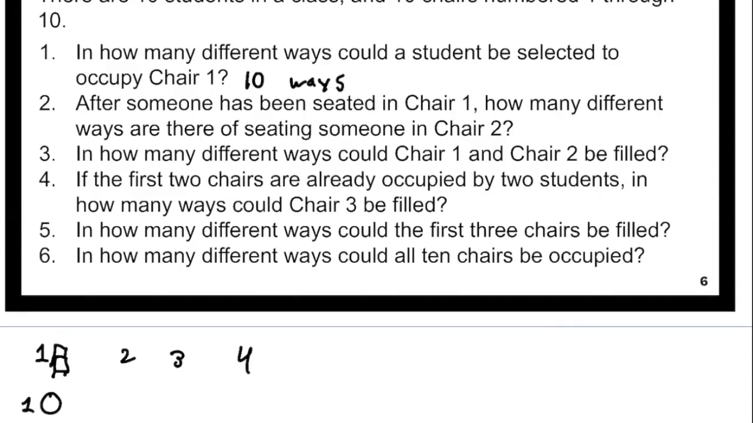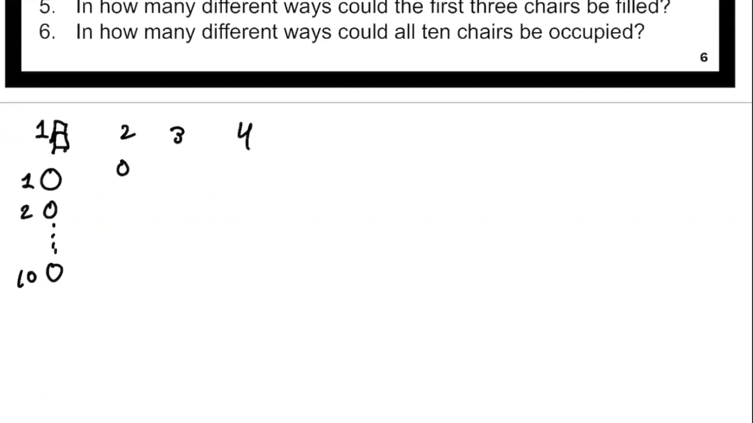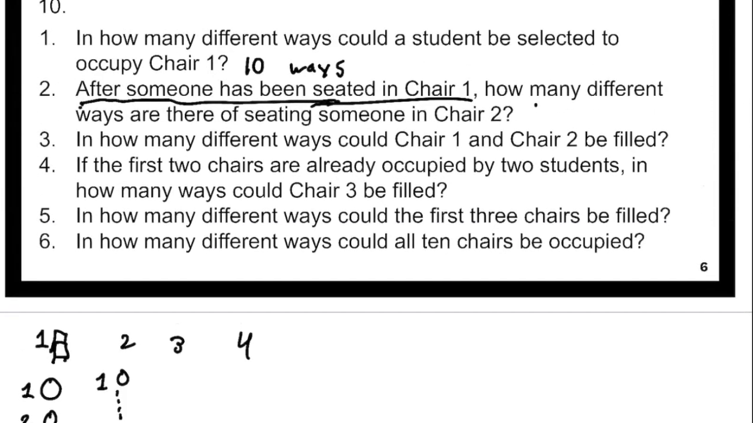Number 2 says after someone has been seated in chair 1, how many different ways are there of seating someone in chair 2? You might think, okay, chair 2, 10 ways, same thing as chair 1. But one thing to watch out for is the phrase after someone has been seated in chair 1. So 1 student has already been seated. So looking at chair 2, we actually only have 9 students left to choose from. So number 2 is going to be 9 ways.